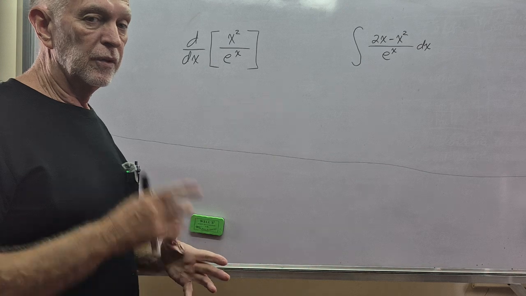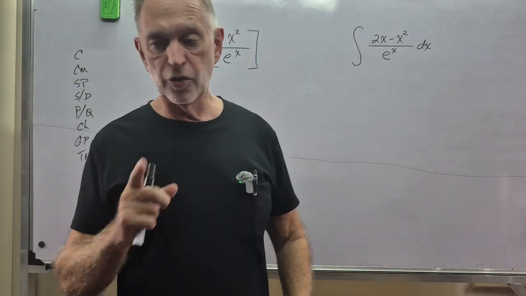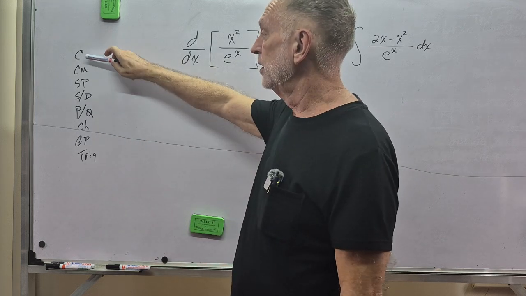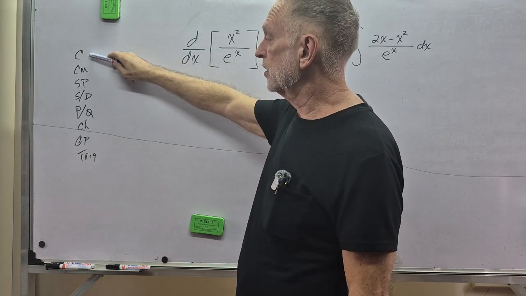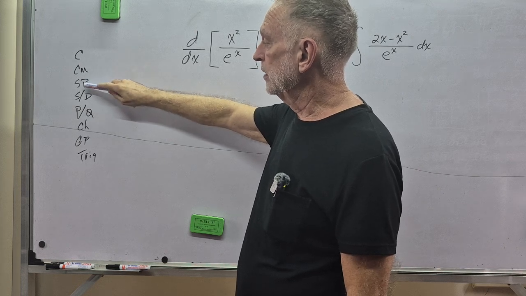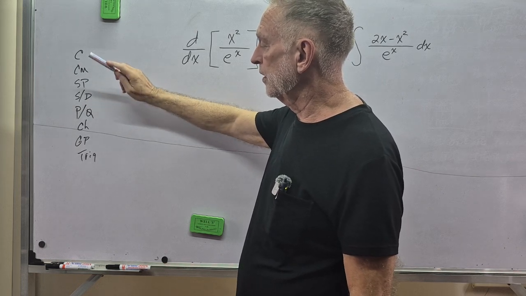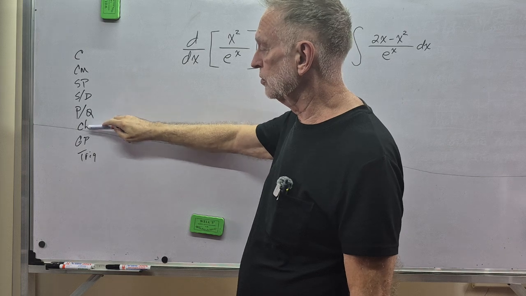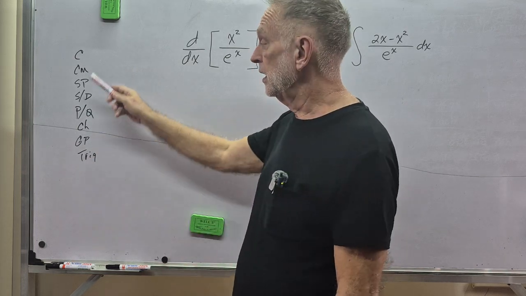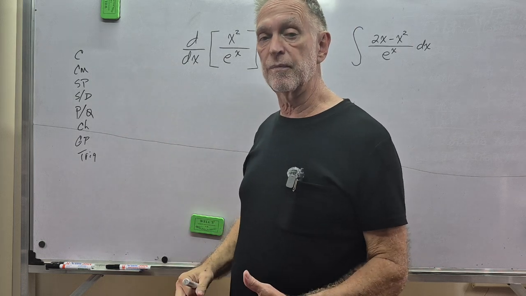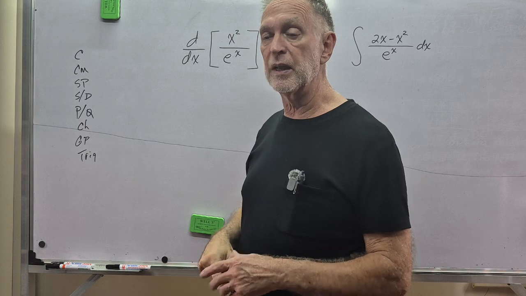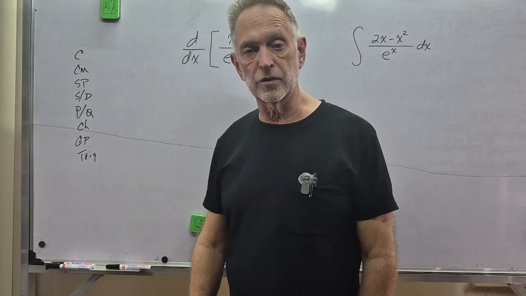Now, since you're in Calculus 1, you know there's 8 rules that you really need to master. The derivative of a constant rule, derivative of constant multiple, simplified power rule, sum difference rule, product quotient rule, chain rule, general power rule, and derivatives of trig. If you can master those 8 derivative rules, you will be flying right through Calculus 1.